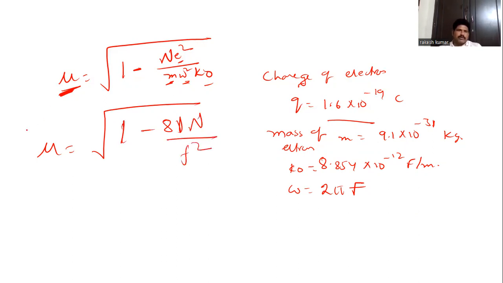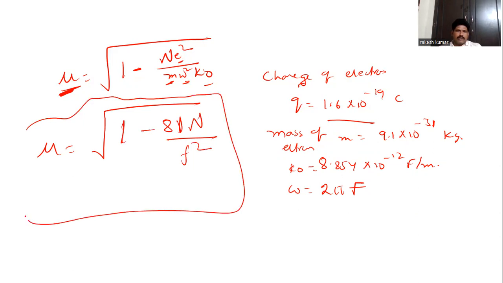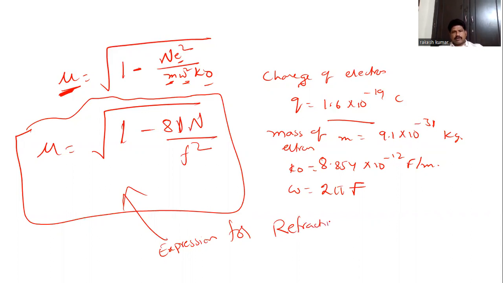Very, very important derivation. This is the expression for the refractive index of the ionosphere, where N is the number of electrons present per cubic meter and f is the frequency. This is a very, very important expression. Okay.